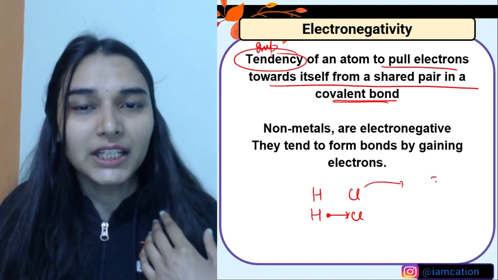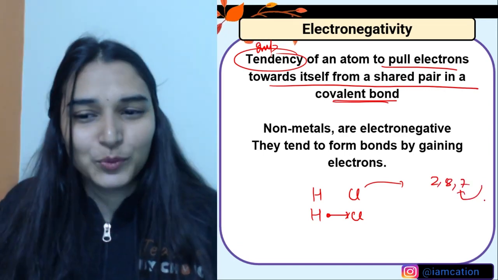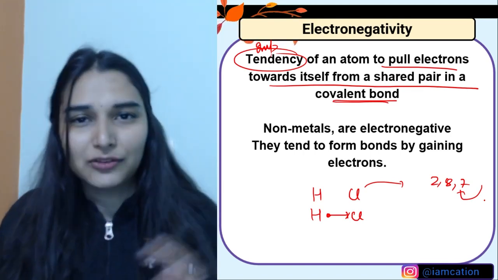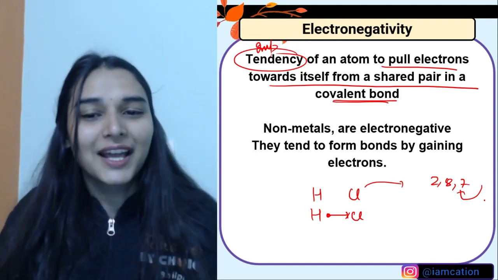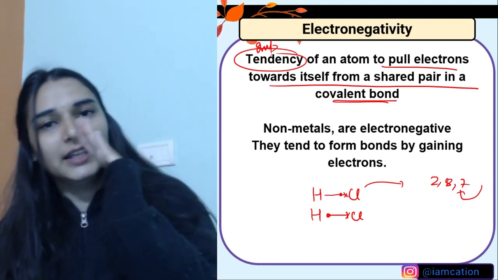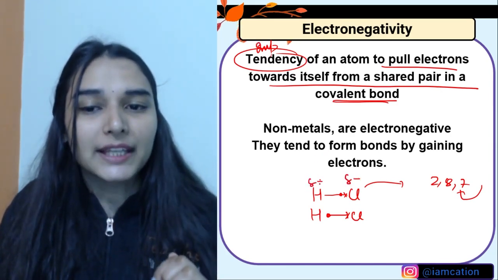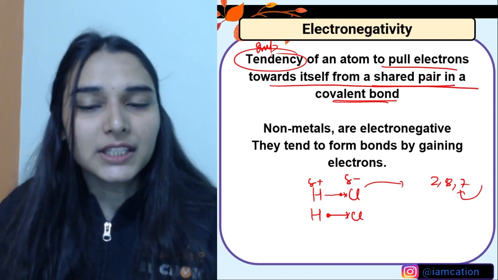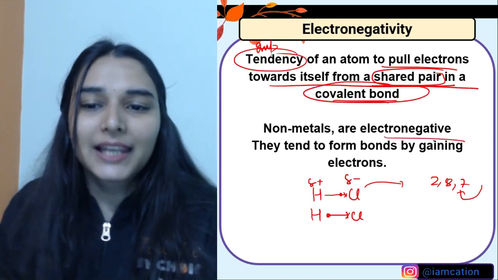So if you watch the configuration of chlorine, chlorine just needs 1 electron to get stable, है ना, to be like a noble gas. Chlorine has more electronegativity. Hydrogen, though it can lose the electron also. Chlorine has a very high tendency to pull these 2 electrons towards itself. Okay, so both these bond pair electrons will be shifted more towards chlorine. They are aligned towards chlorine. Because of that it gets a partial negative charge. Hydrogen gets a partial positive charge. So it's a polar covalent bond, right. So the tendency of an atom to pull the electrons towards itself from a shared pair in a covalent bond is electronegativity. Okay, and non-metals are electronegative.